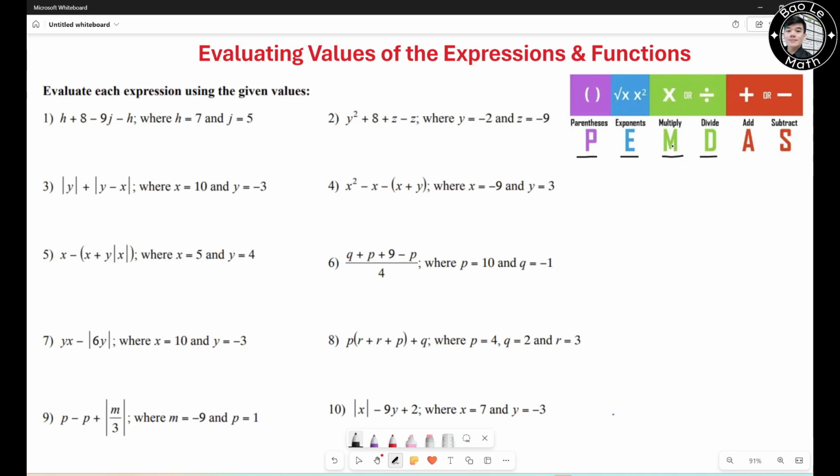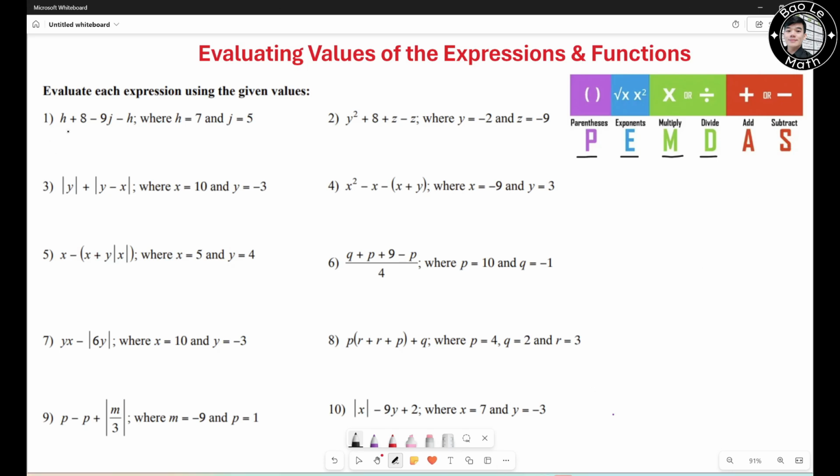For example, if multiplication and division appear at the same time, from left to right, multiplication appears first, so you do multiplication and then division. Addition and subtraction have the same priority too. So you do addition if addition appears first, or subtraction if subtraction appears first.